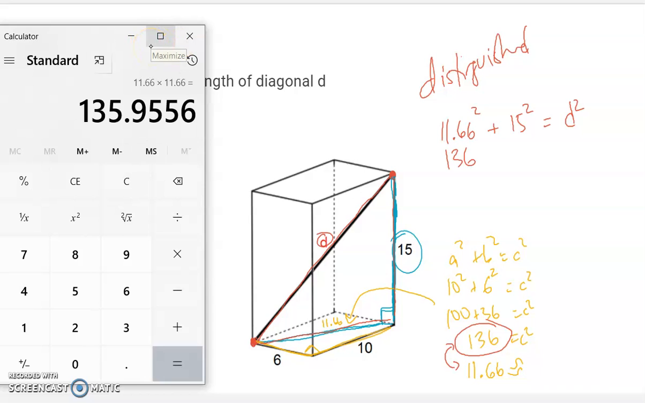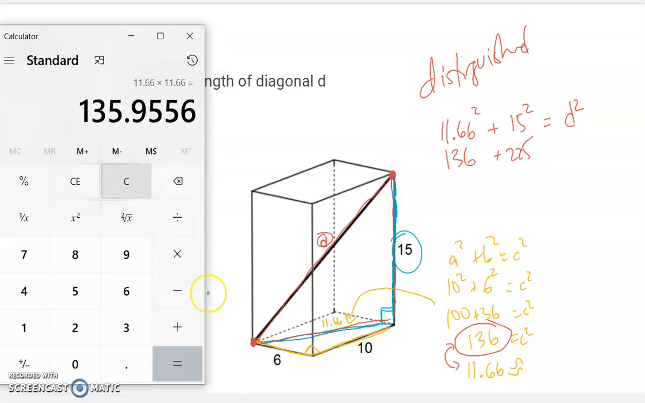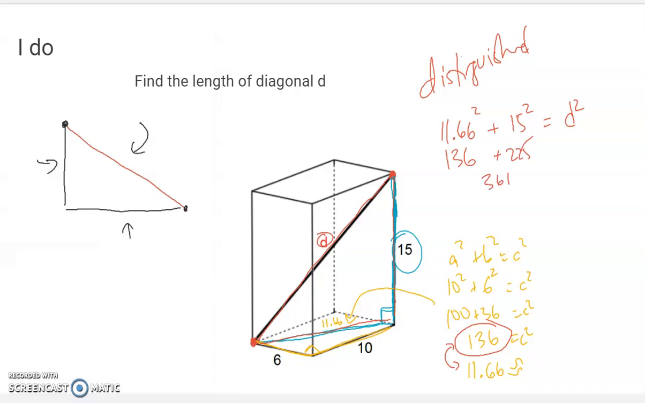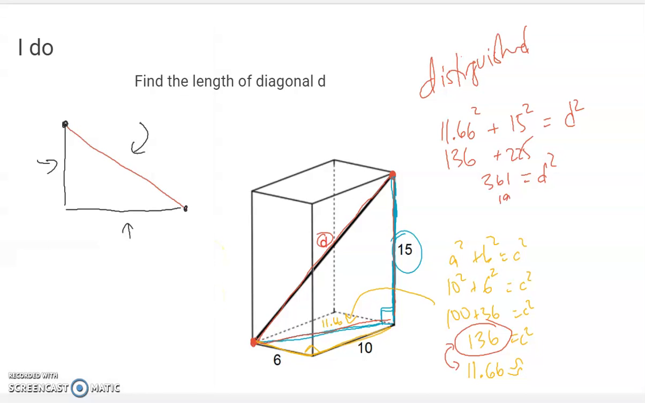Not a huge deal if you use this number rather than 136. But since I did round that, that's the square root, so squaring it is just going the other way. This is more precise. 15 squared is 225. Add those together. 361 is D squared, so D itself is 19. And that is how you do it.